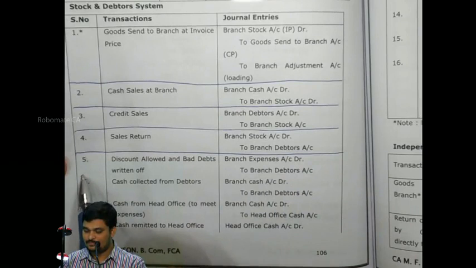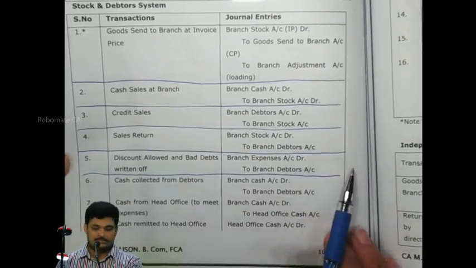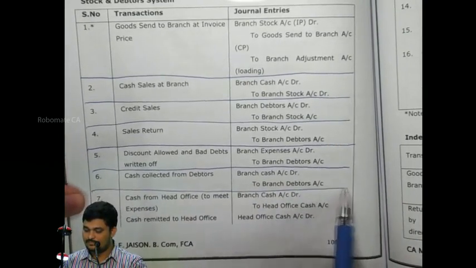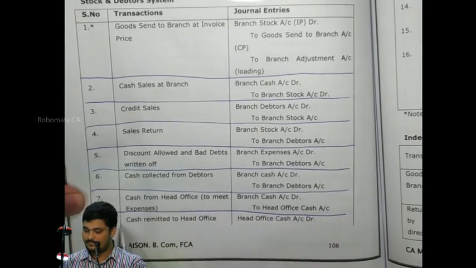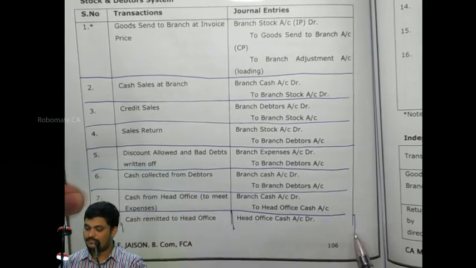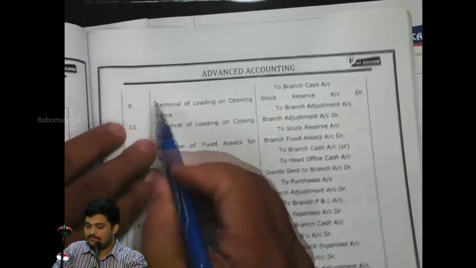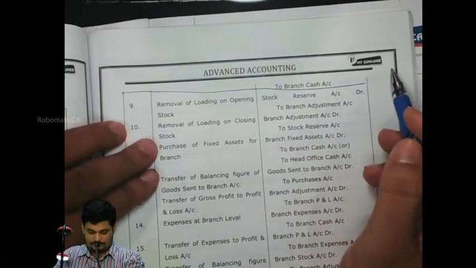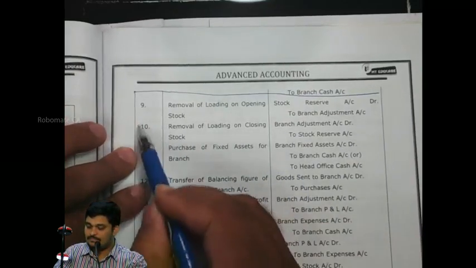Credit sales: branch debtors account debit to branch stock account. Sales return: branch stock account debit to branch debtors account. Discount allowed and bad debts written off: branch expenses account debit to branch debtors account. Cash collected from debtors: branch cash account debit to branch debtors account. Cash from head office to meet expenses: branch cash account debit to head office cash account. Head office cash account debit to branch cash account.